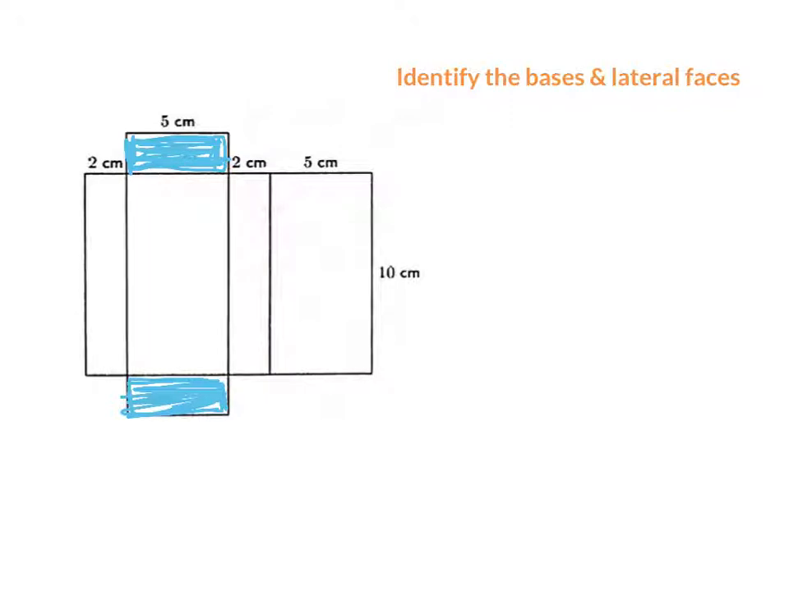So I'm going to color those in, pick a color that you want, and then I'm going to take the dimensions of those two rectangles. The top one is listed for you. We have a 5 by 2, the length and the width, or base and height. I'm going to list that over to the side.